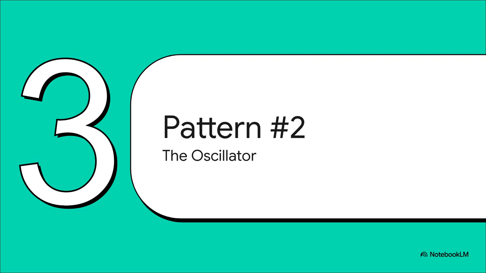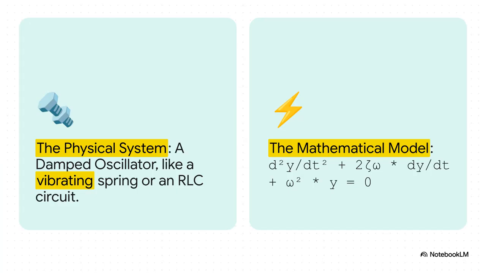Let's level up. We're going to look at our second pattern now, and this one's a bit more complex, a second-order system. And trust me, this pattern is the absolute backbone of like all of mechanical and electrical engineering. So, the physical system we're talking about is a damped oscillator. What's that? Well, think about a mass on a spring that has some friction slowing it down. Or if you're an electrical engineer, think of an RLC circuit. Totally different fields, right? But here's the cool part. They're both described by the exact same second-order differential equation. It's all about that damping ratio, zeta, and the natural frequency, omega. Seriously, if you're going to burn one pattern into your memory, this is the one.